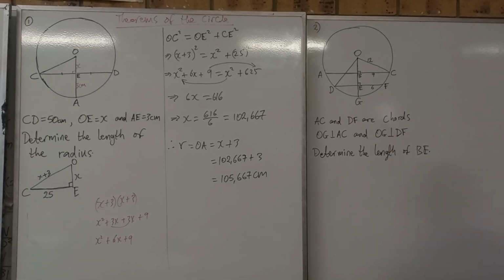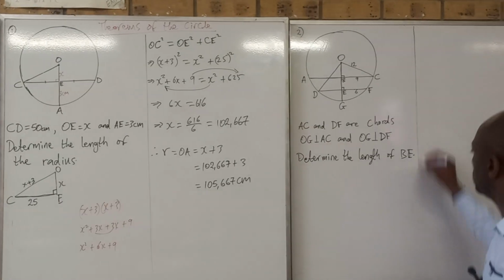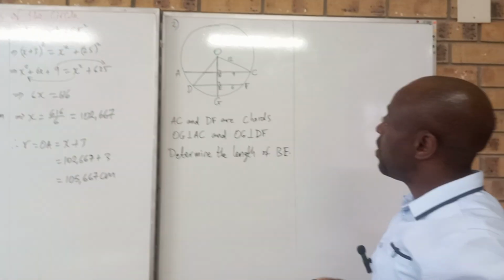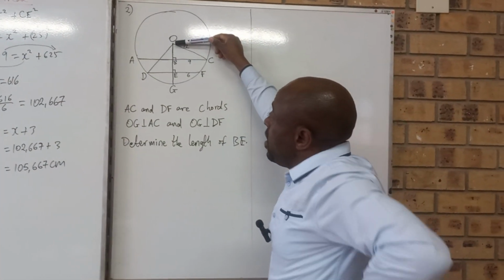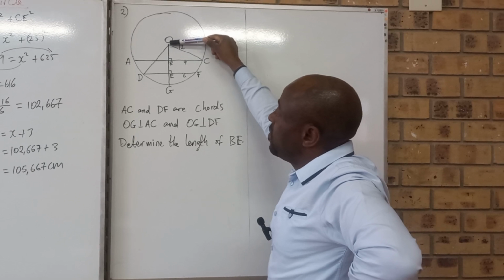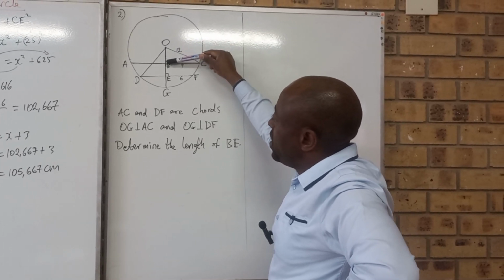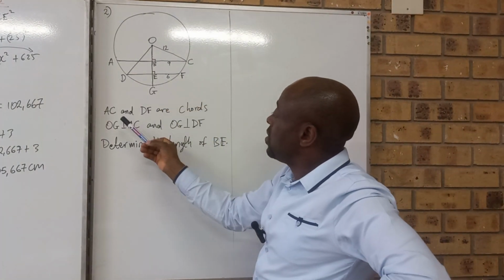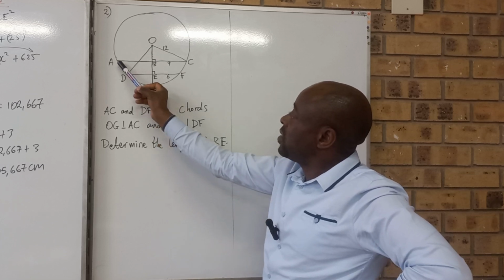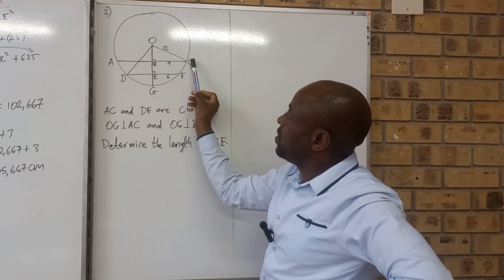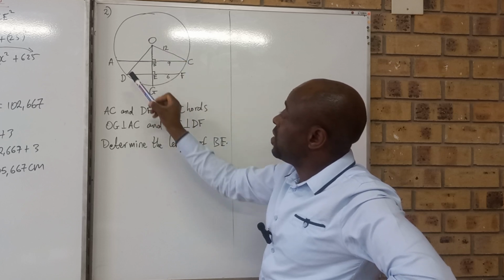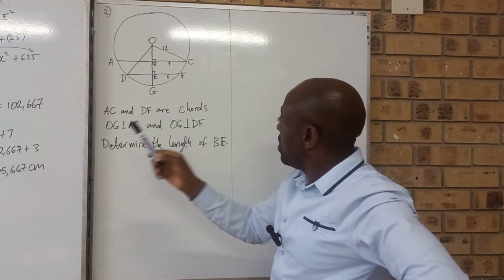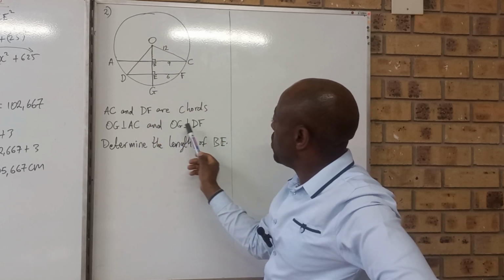So we'll switch to the next problem, which is more or less something of that same nature. It's dealing with the same theorem, that a line from the center of the circle that is perpendicular to a chord will bisect the chord. So this diagram has 2 chords, AC and DF. You see there are straight lines leading from the circumference to circumference without passing through the center, so they call them chords. And we are also told here that OG is perpendicular to both chords.